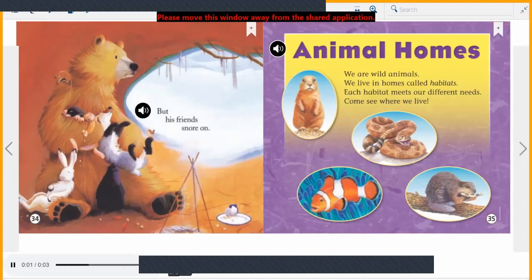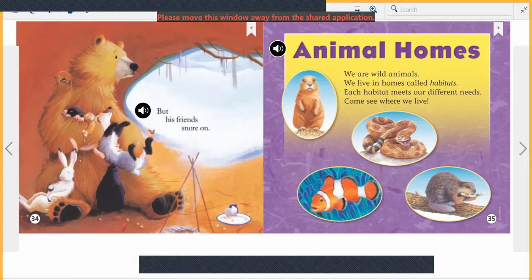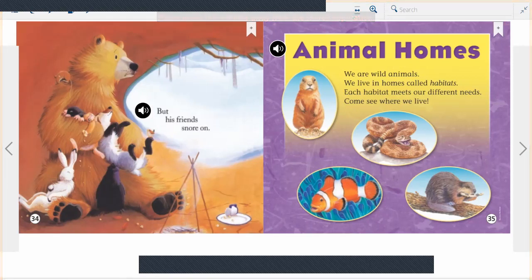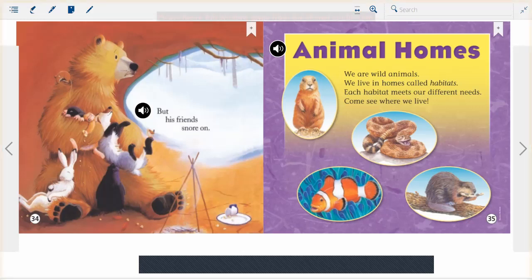But his friends snore on. So why are Bear's friends asleep? They're all tired because they stayed up all night. So now the bear's awake.